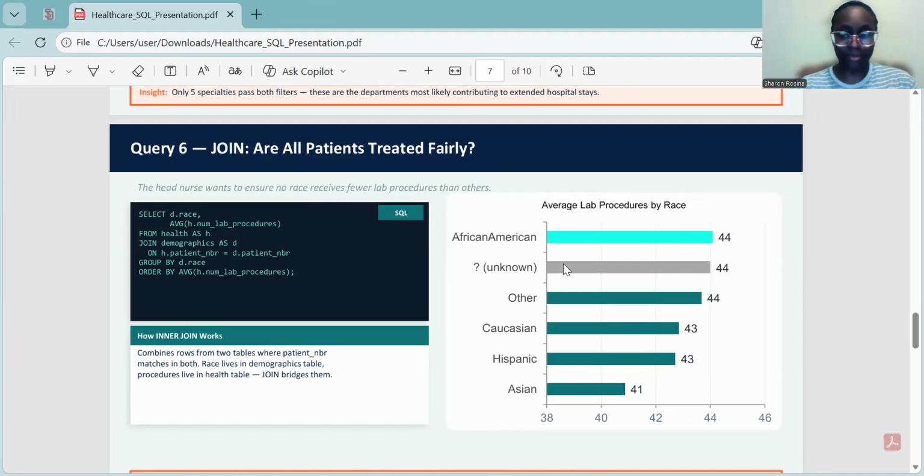And you can see that African Americans are 44, Caucasian are 43, Asian. The disparity isn't that large. So here, this data can't fully tell us if there is bias or not. And the missing information here is also quite a large number, actually similar to African American. So this can't truly confirm fairness until those missing records are resolved.